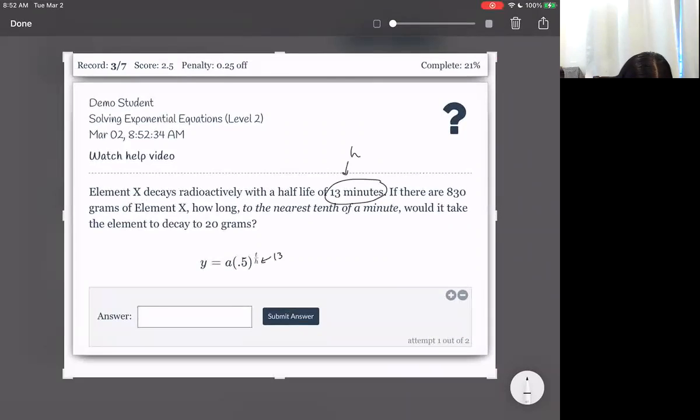If there are 830 grams of element X, so this is your starting value. So your starting value goes over here, 830. How long to the nearest tenth of a minute? So we're looking for t. Would it take the element to decay to 20 grams? So 20 is what we want. So we put it on this side. I'm going to rewrite everything now instead of just arrows. So 20 is equal to 830 times 0.5 to the power of t over 13. So I plugged everything in.